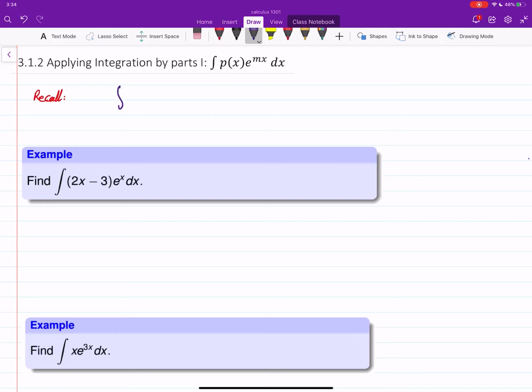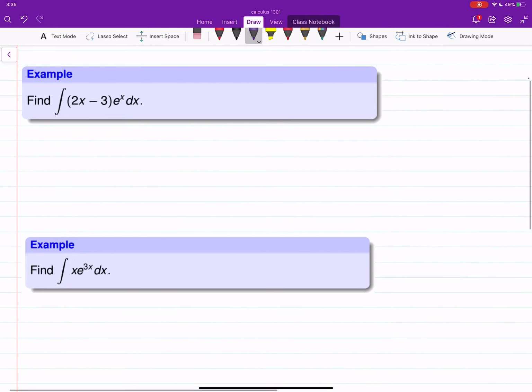It says that the integral of u dv can be turned into uv minus the integral of v du. Or equivalently, if your integral is a product of a function times the derivative of another function, that integral is going to be the integral of uv, the product of the two functions themselves, minus the integral of v u prime dx. These are equivalent versions of integration by parts. Let's start with the first example.